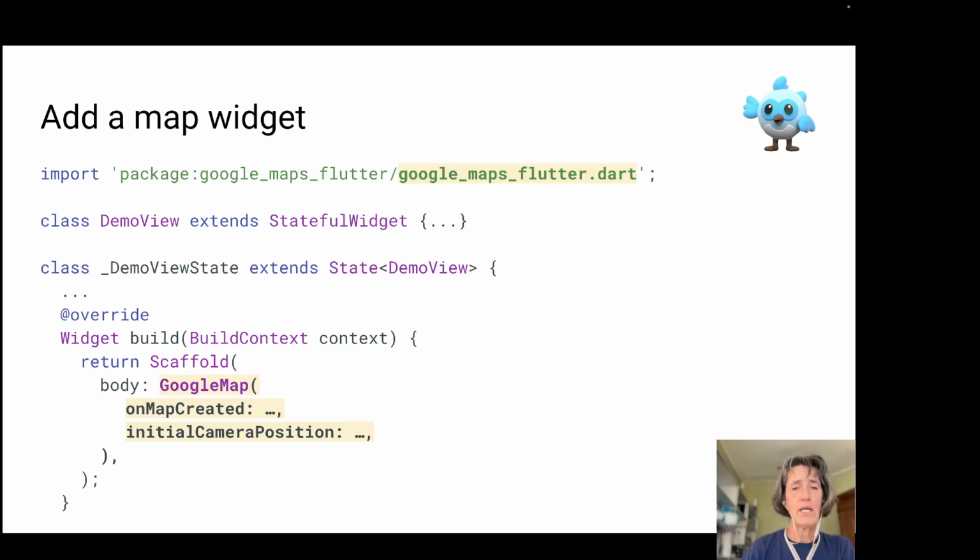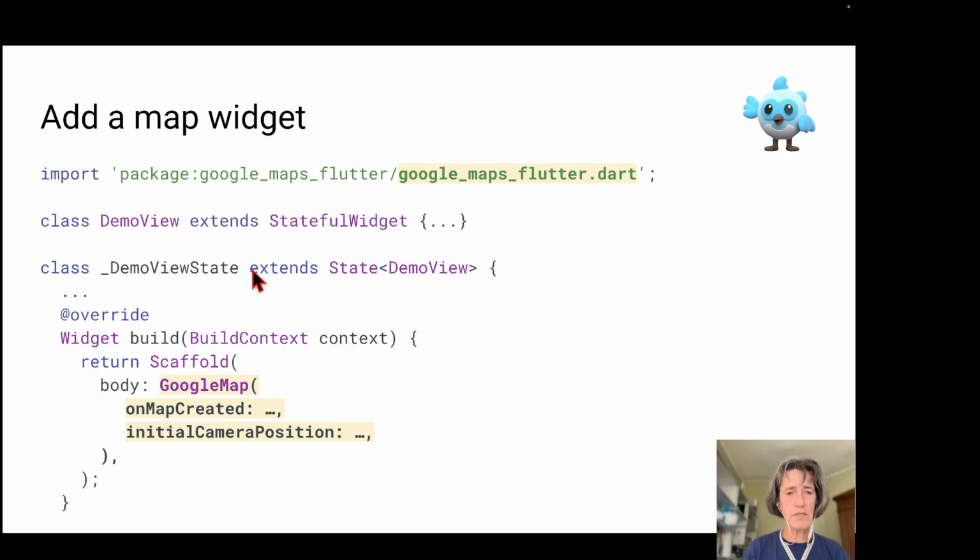So that is all we have to do as a setup. So now it's time to add a first map widget. For the purpose of this demo app, I want to have a very simple demo app with a single page, a single widget filling that page. So here my single page has a scaffold.